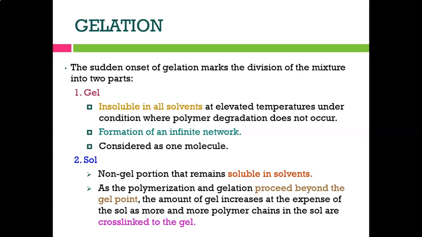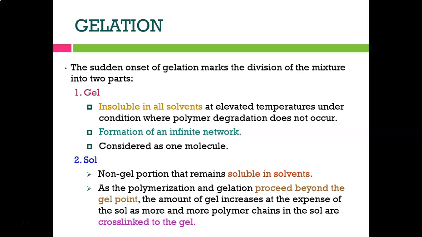not occur. Okay, so it means that it will become a two-layer if you use a solvent, or either it will dissolve in that solvent. But actually, it is not well dissolved because the gel will become what we call insoluble, a two-layer, either at the bottom or at the top of the solution, and it means that it has an infinite network considered as one molecule. For the sol, it is the non-gel portion that remains soluble in the solvent.